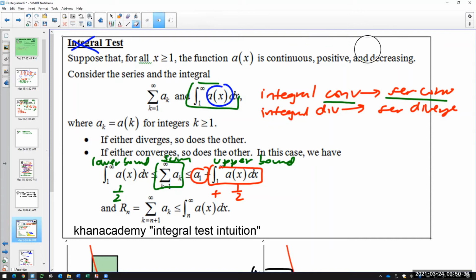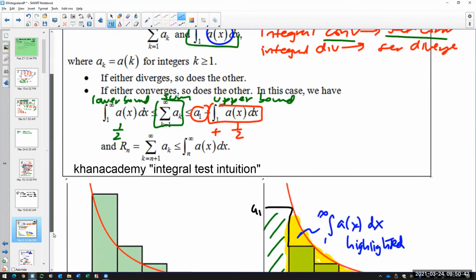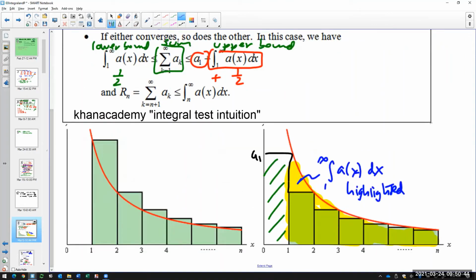All right, let's go ahead and do one. It'll make more sense. I wanted to talk to you guys about this. This is a picture of the lower bound and upper bound. You don't have to understand this, but if you do, it'll help you understand why you have a lower bound and an upper bound.